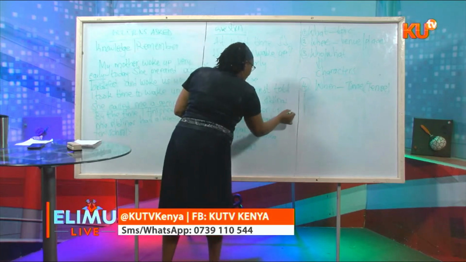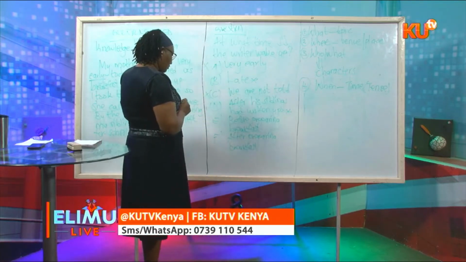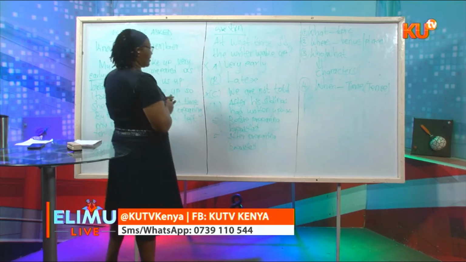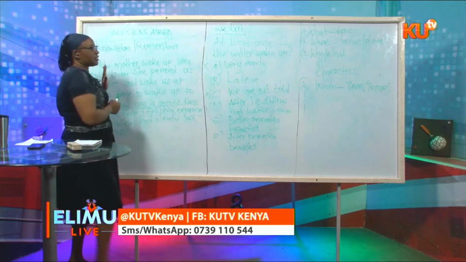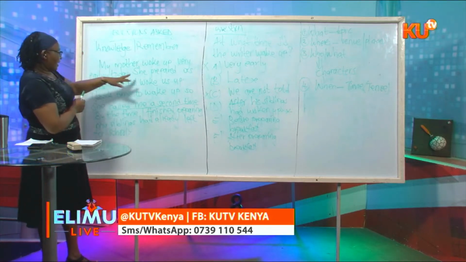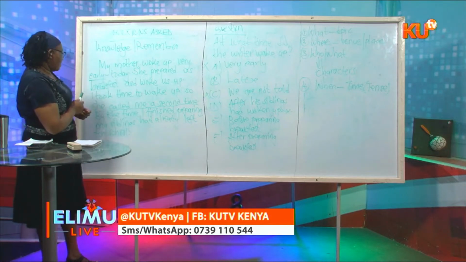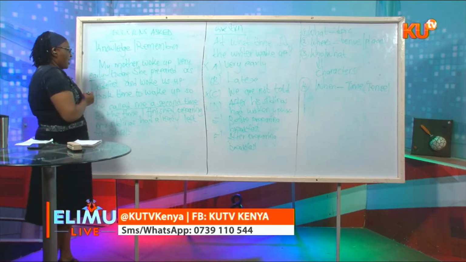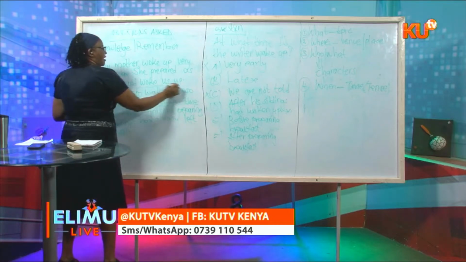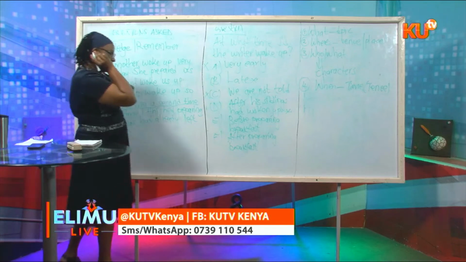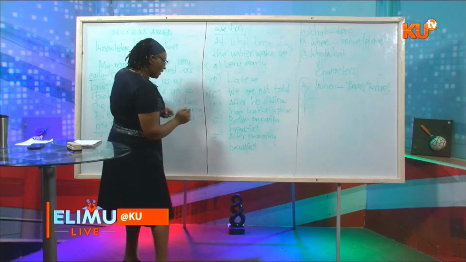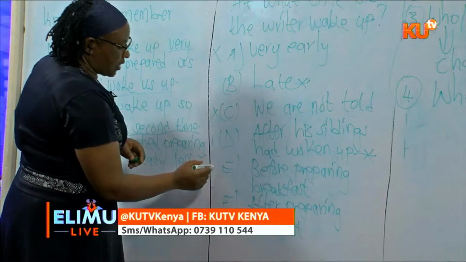Now we move on to choice E, before preparing breakfast. Now that one, we get it from the first sentence, or from the second sentence. She prepared us breakfast and woke us up. So after preparing breakfast is when the mother woke the writer and the siblings up. So it is after, not before. So that one is wrong.